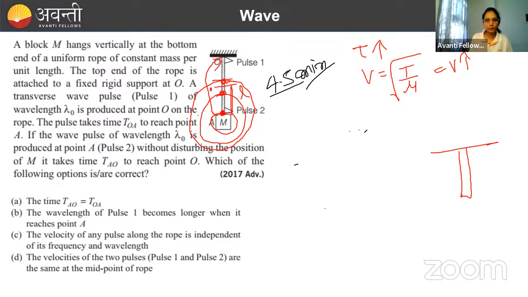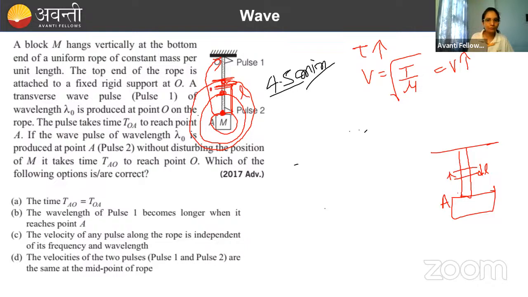So for any section dl, how will you calculate it? Here, I am trying to find out, for the pulse that started from A, how much time it will take to cross this dl length of the string. So for that, we will see how much velocity is there at this point.